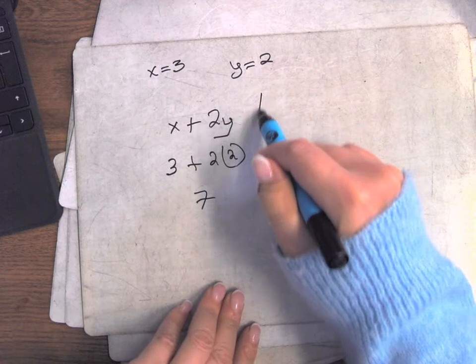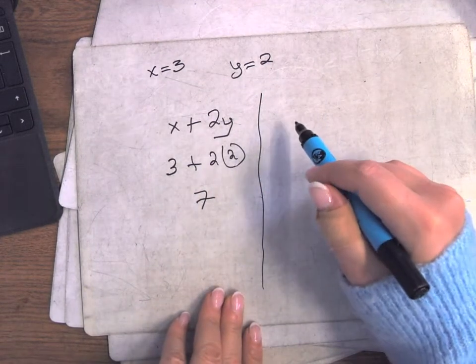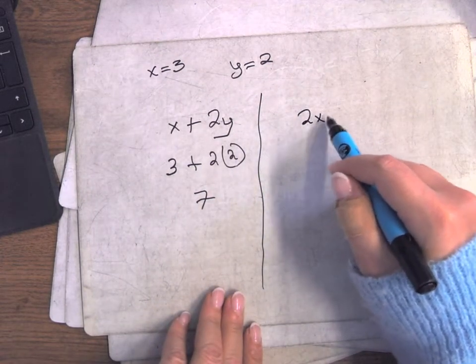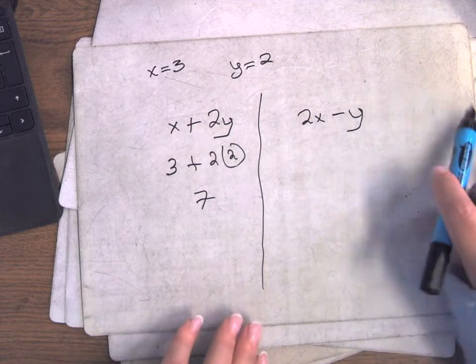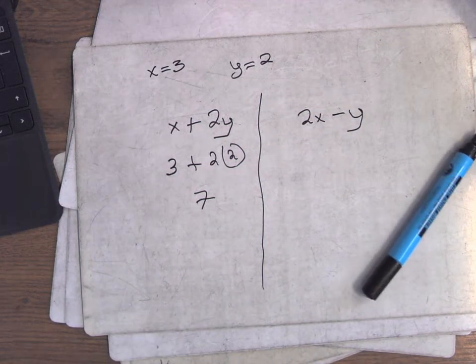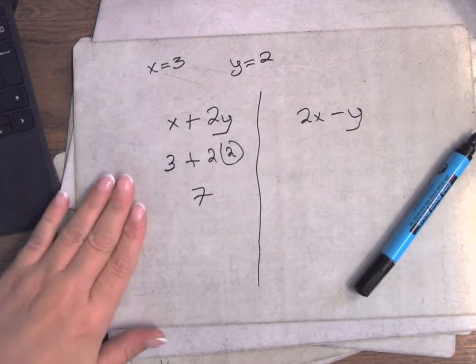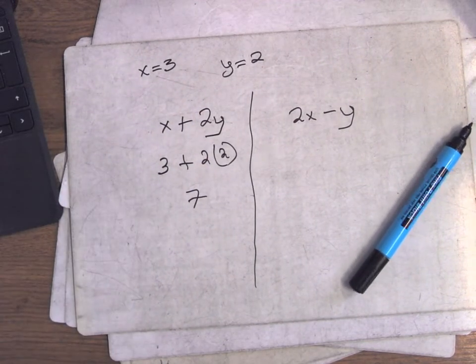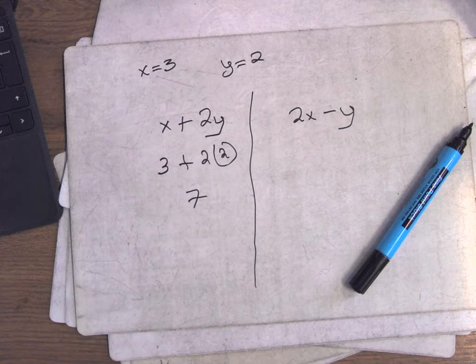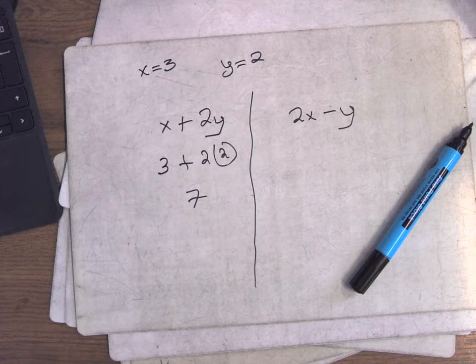Okay, so same values for x and y. I want you to do that for me. 2x minus y. So same values, x is still 3, y is 2. Do it on your board and throw me up the answer when you have it. Into the calculator now, Leah, with that. Don't even try to work it out in your head, because we have calculators to give our brains a rest.